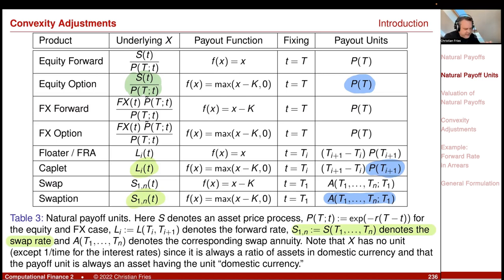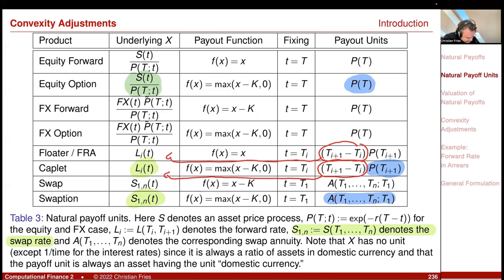But if you think that the index should be a unitless quantity, it's maybe much better to write this period length here to the L. So it's L times T_{i+1} minus T_i, paid in units of this zero coupon bond. So if I move that guy to here, or that guy to here, everything would be fine.